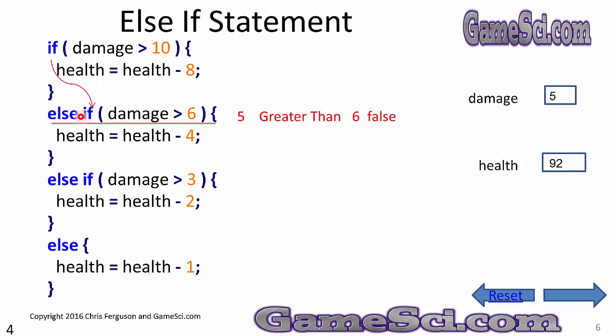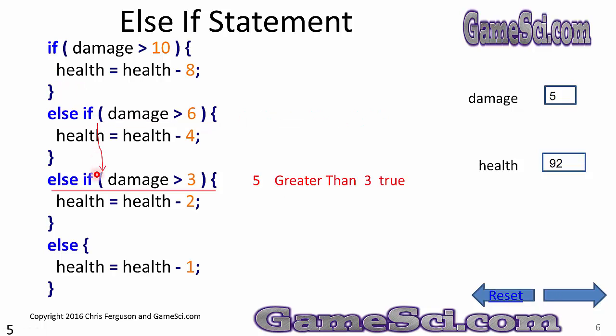Well, what's immediately following that else? Another if statement. And in that other if statement, damage is greater than 6. I'm taking slightly less damage. 5 greater than 6 is still a false statement. Remember, if the if portion is false, I've got to go to its else. And there is an else immediately following this if. Tracing the code again, because 5 greater than 6 is false, I'll go to the next else statement.